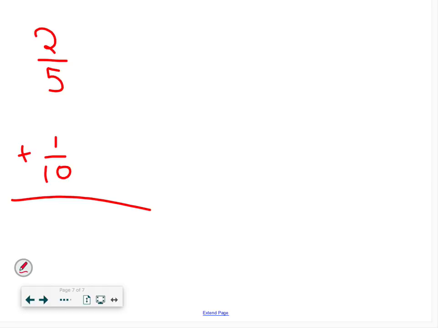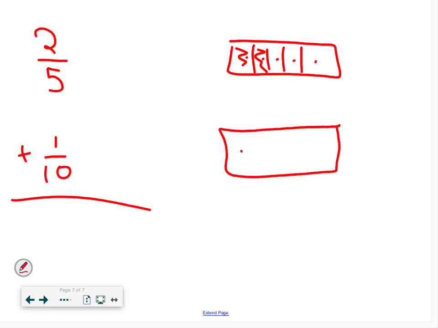I'm hoping that we realize that 2/5 of something looks like that, and 1/10 of something looks something like that. Yeah, it's hard on the smartboard. And there's 1/10. They don't look alike. They're not the same size. These are really tiny and these are big, so I can't add them together. They have to be the same size.